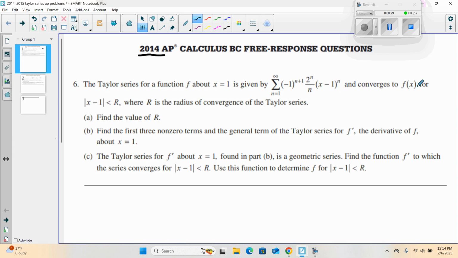converges to f of x as long as the absolute value of x minus 1 is less than some radius, where r is the radius of convergence of the Taylor series. So the first part of the question is to just find that radius of convergence. What is the value of r? What is the radius of convergence?